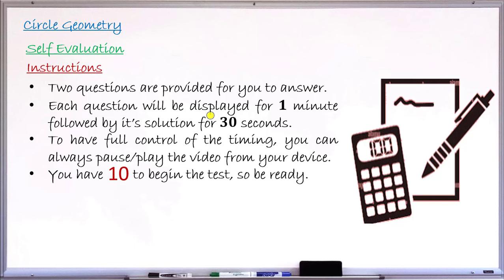Each of the two questions will now be displayed for just 1 minute on your screen. After 1 minute, the solution to that very question will now be displayed, and that solution will be on your screen for just 30 seconds. But you can have full control of the timing by just pausing the video. When you are done, you can play the video to resume again. So if you are ready, take your biro and paper and start the test.